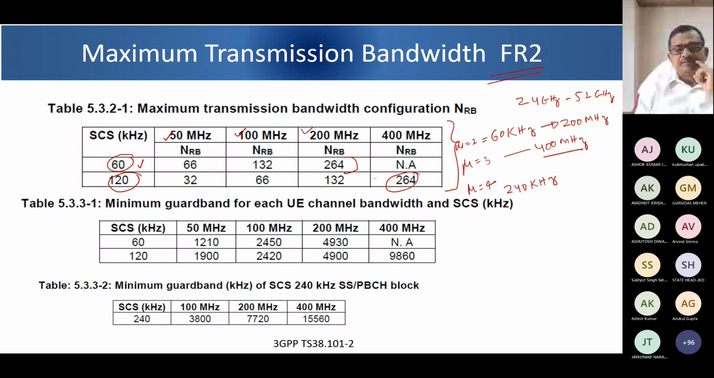So till release 15 and 16, in the standard, they have said that for user data, numerology up to 3, that is 120 kilohertz, will only be used. Numerology 4 will be used only for signaling. That signaling we call synchronization signal block and physical broadcast channel. So that will only be used in the control signaling, not for the user data, and that's why they have not included it in this table. They have defined the guard band, but they have not included it in the table because this table is primarily for user data.